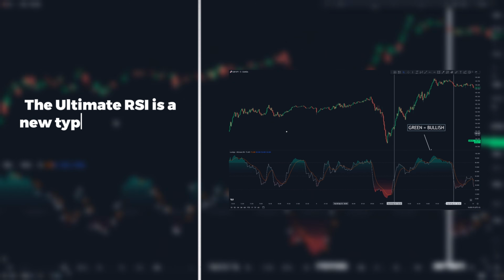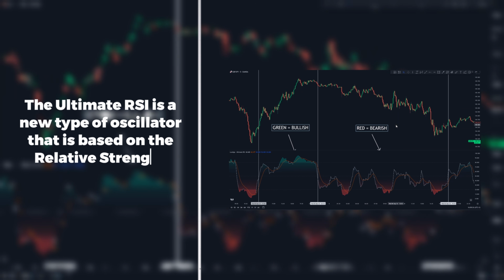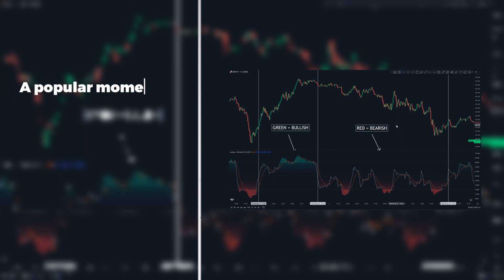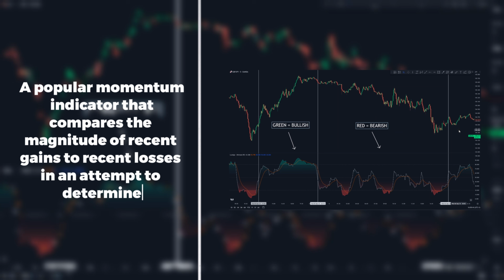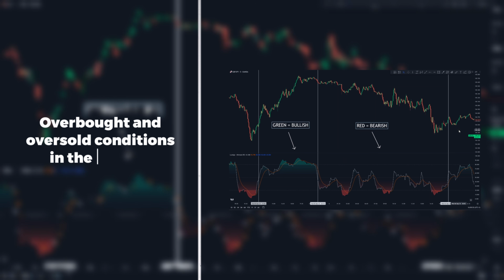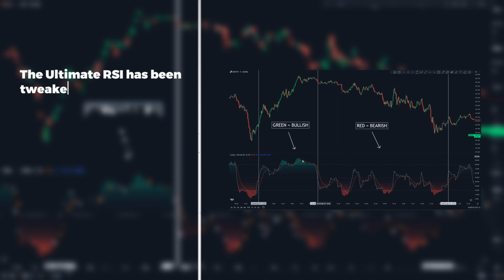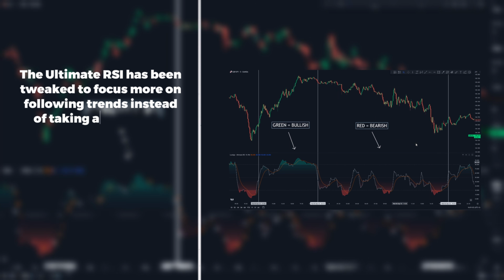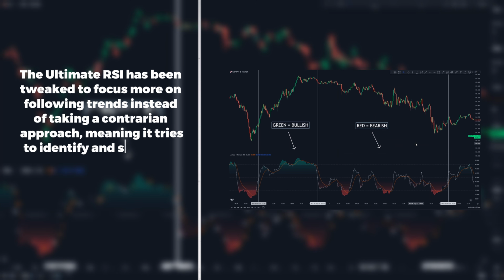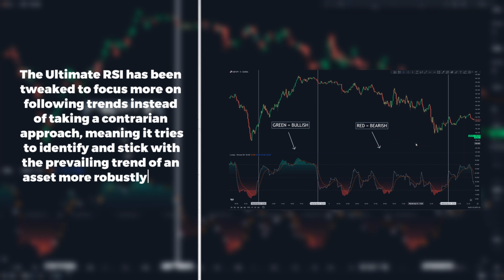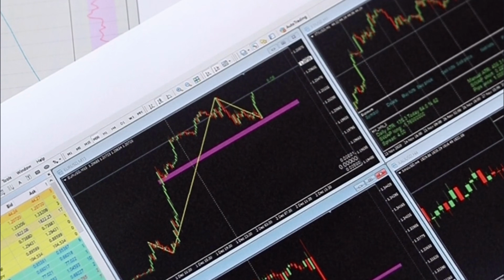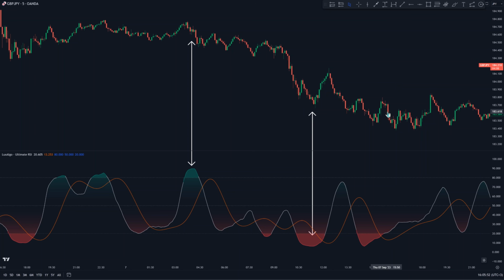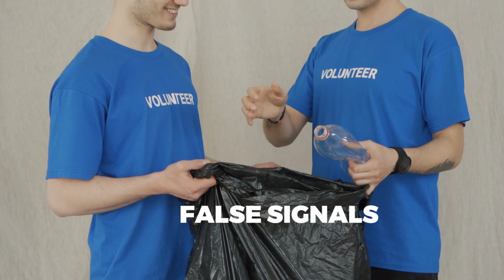The Ultimate RSI is a new type of oscillator that is based on the Relative Strength Index, a popular momentum tool that compares the magnitude of recent gains to recent losses in an attempt to determine overbought and oversold conditions in the market. The Ultimate RSI has been tweaked to focus more on following trends instead of taking a contrarian approach, meaning it tries to identify and stick with the prevailing trend of an asset more robustly than the regular RSI. The Ultimate RSI can identify overbought or oversold levels in the market more quickly and stay in these levels much longer, potentially reducing the number of false signals.